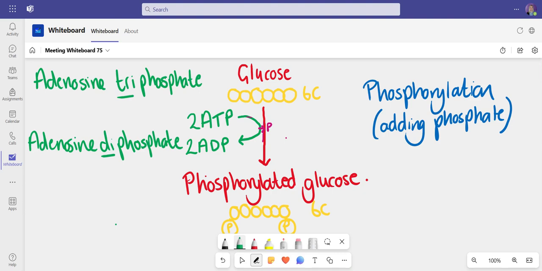ATPs to donate phosphates onto the glucose molecule. Now, the reason why we add phosphates onto the glucose molecule is because we want the glucose molecule to split. Okay, so this phosphorylated version is much less stable and it splits into 2 smaller 3-carbon molecules.